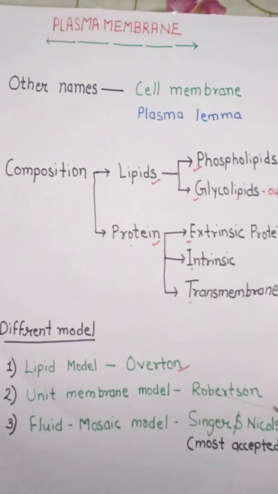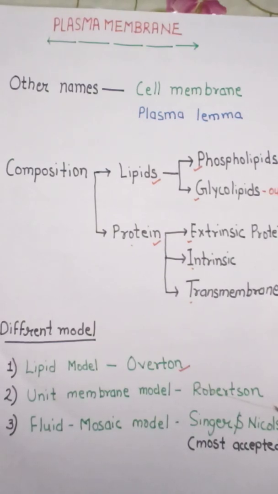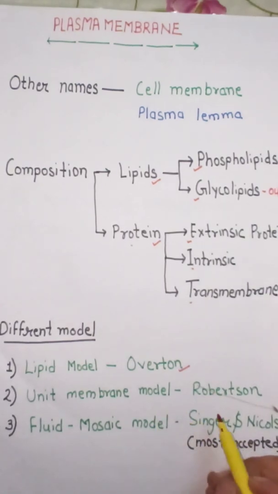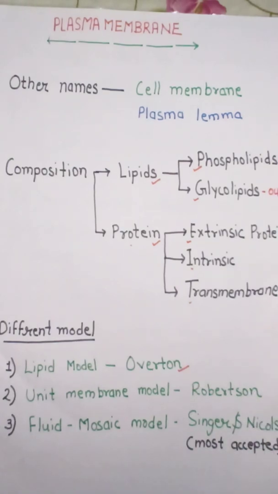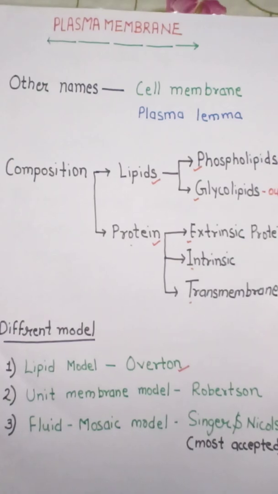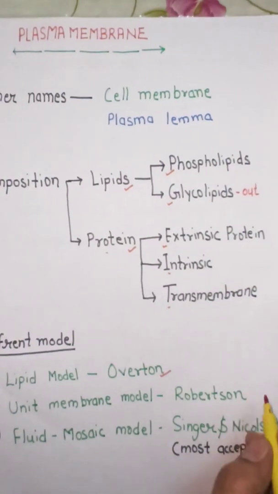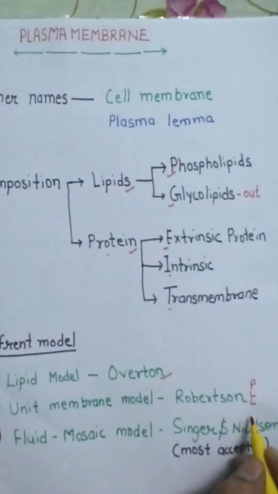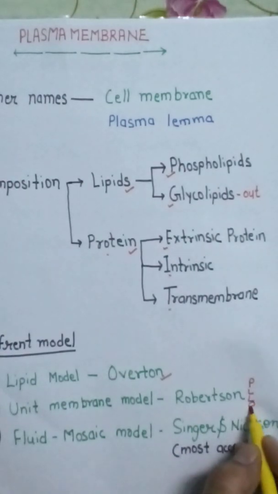And the next are the different models which describe the structure of plasma membrane. The first and oldest model which tells us about the structure of plasma membrane is the lipid model. According to the lipid model, the plasma membrane is formed of lipid only, and this model is given by scientist Overton. And the second model is unit membrane model, given by Robertson. According to this model, there is a bilayer of lipid and it is sandwiched by two layers of protein. That is, there is a layer of protein, then a bilayer of lipid, and then a layer of protein.